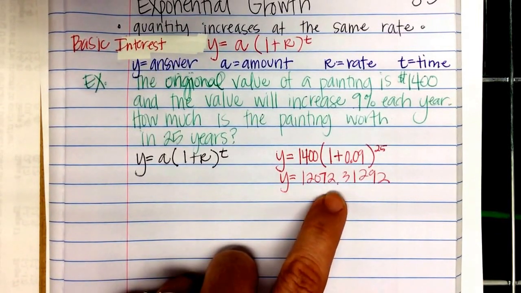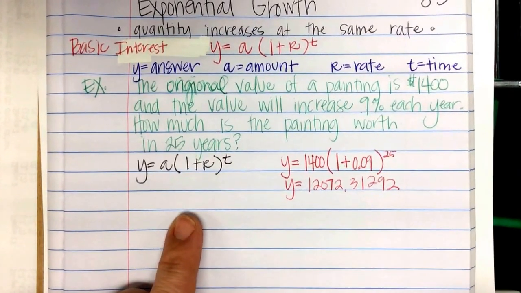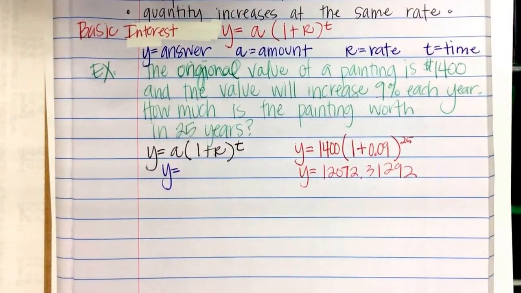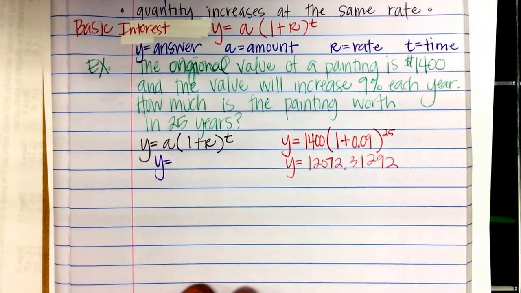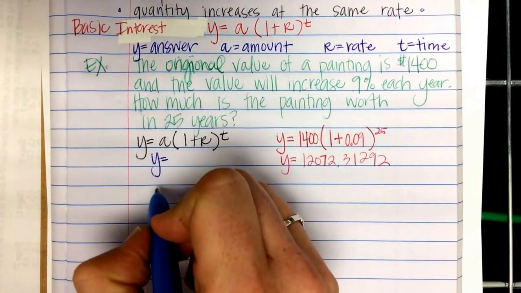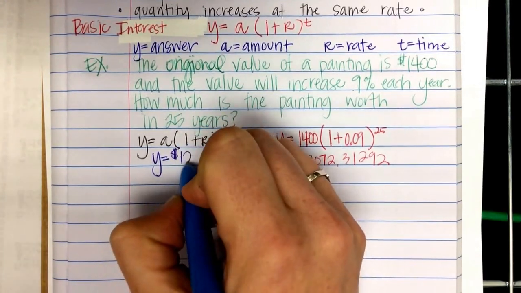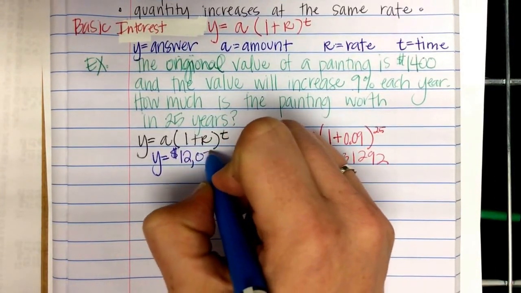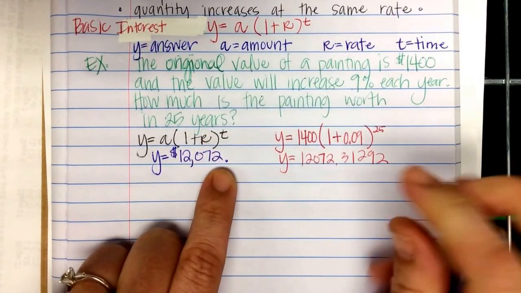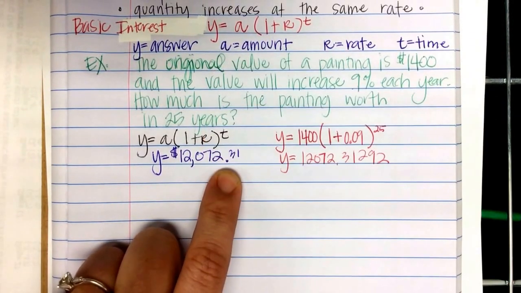Is that what I'd write down for my answer? No. What would my solution be? What's my answer? In 25 years, if I decided to sell this painting, Alex, what could I sell it for? So 12,072. And how many cents? 31.